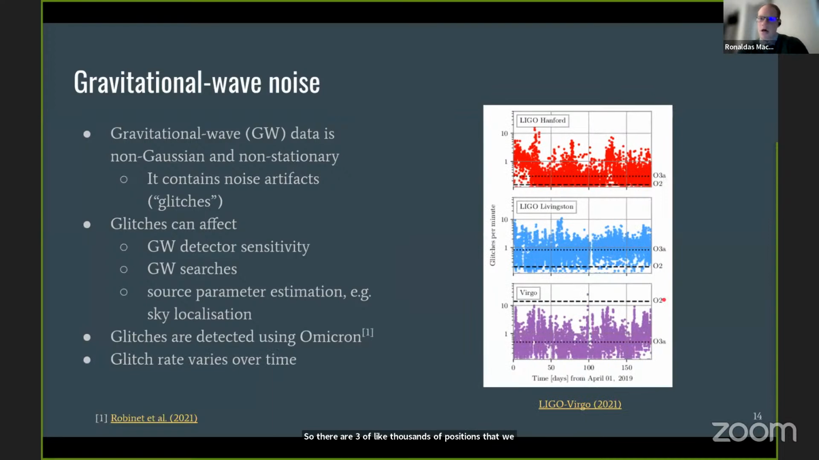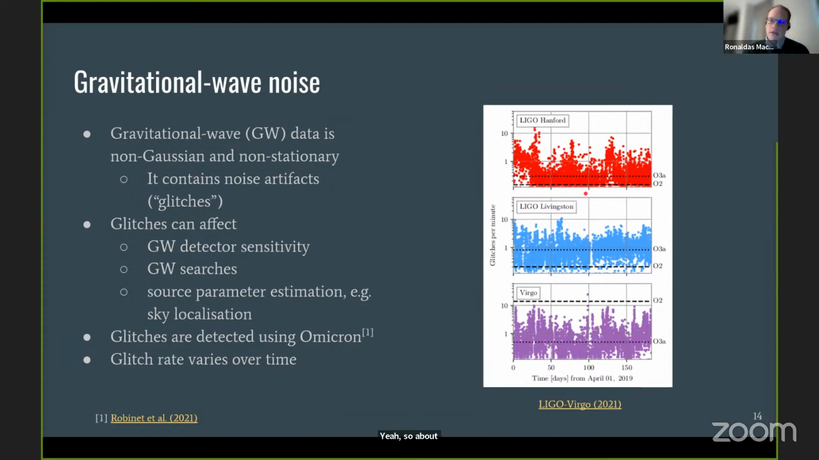And then another important and interesting thing is that glitch rate varies over time. So this is the plot showing you how the glitch rate changed over time. So for example, for LIGO Hanford detector, you can see that in the second observing run, the glitch rate was about 0.1 glitches per minute.